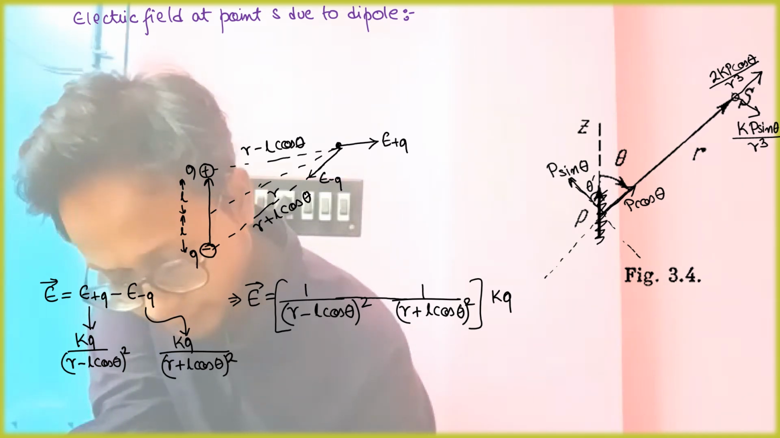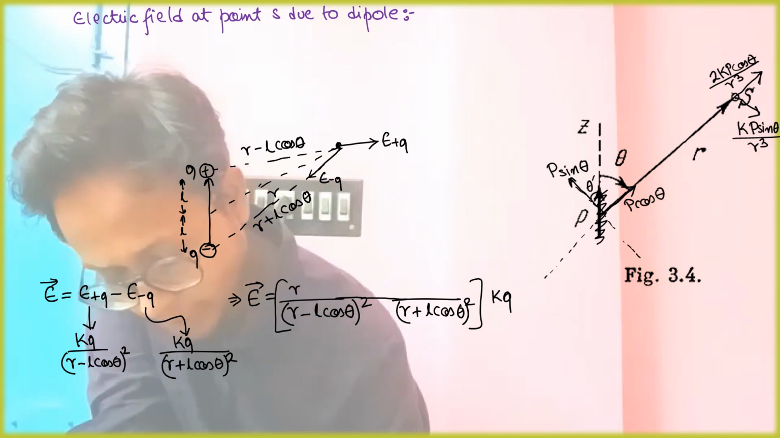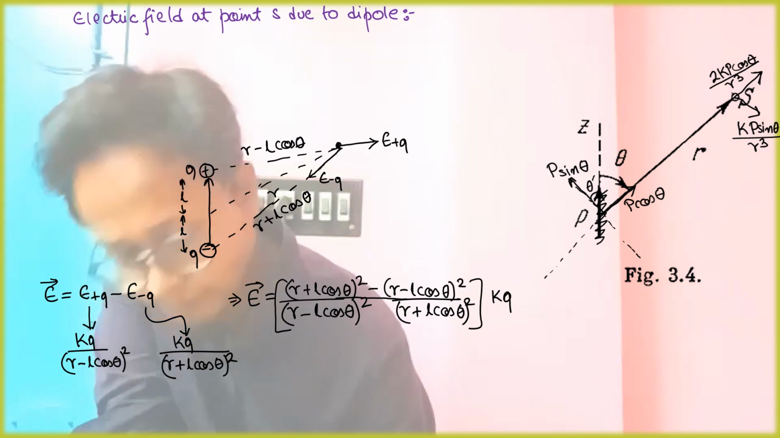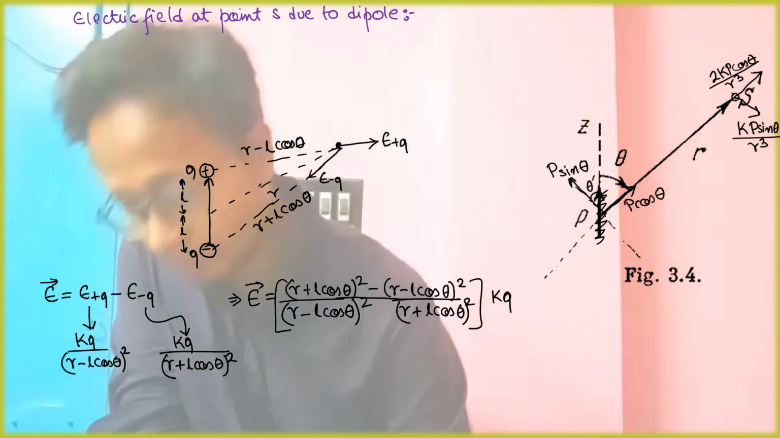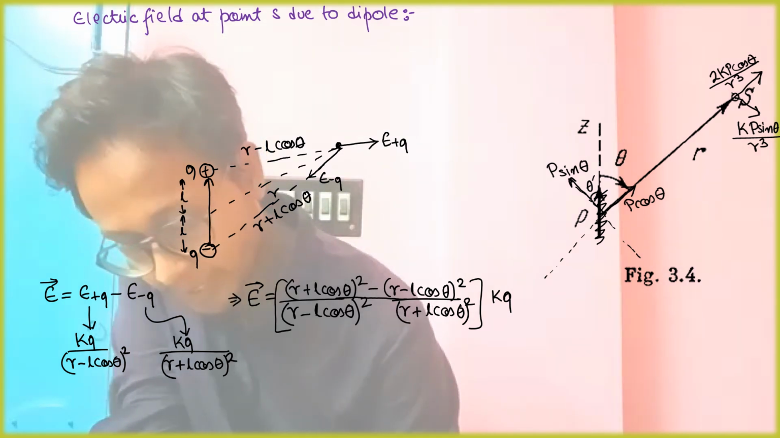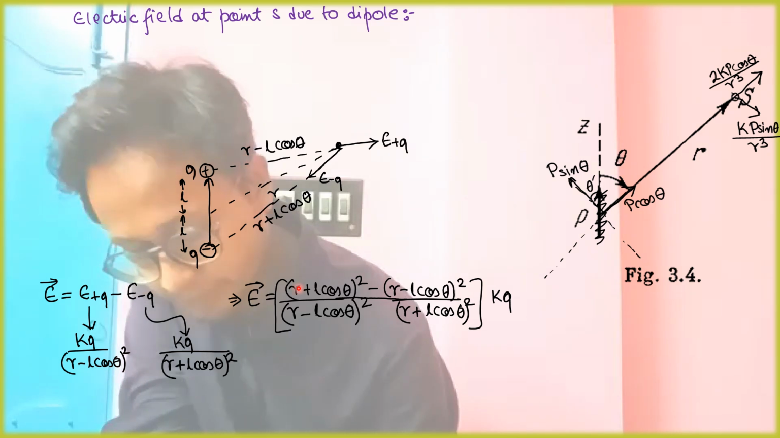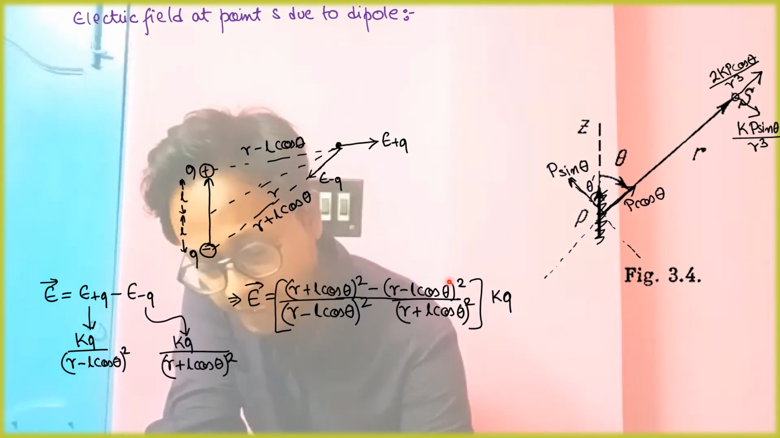This would become this term minus of this term, isn't it? So R plus L cos theta whole square minus R minus L cos theta whole square. Fair and fine, isn't it? Now look properly. If I expand this term and expand this term, this term would get cancelled with this term.